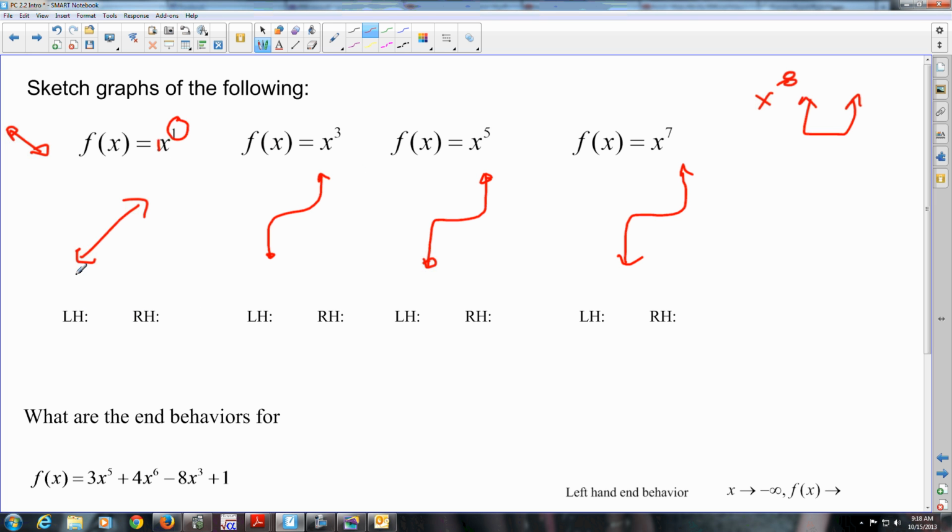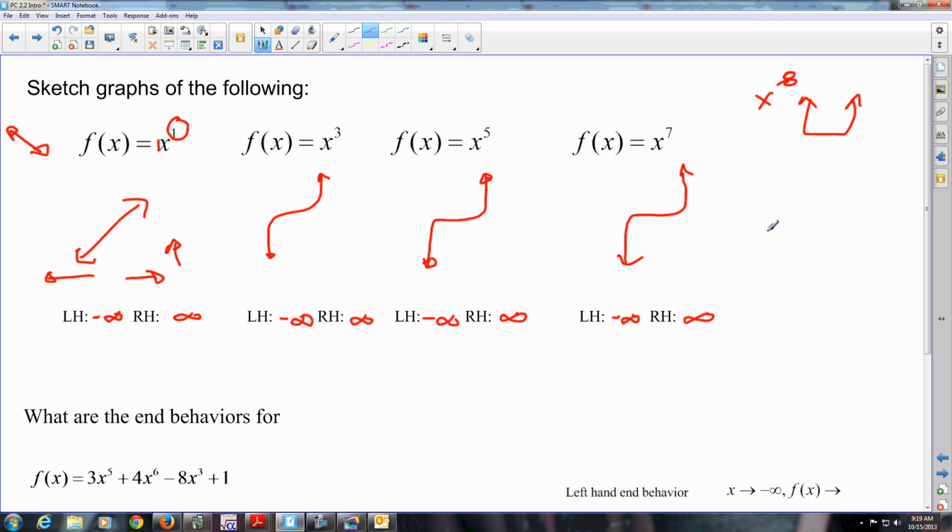The left-hand end behavior, as you go really far left, your y values go really far down. As you go really far right, your y values go really far up. They go high. All of these are going to act the same way. So an odd degree polynomial with a positive leading coefficient are all going to act the same way. There's going to be no difference between them as far as their end behavior is concerned.